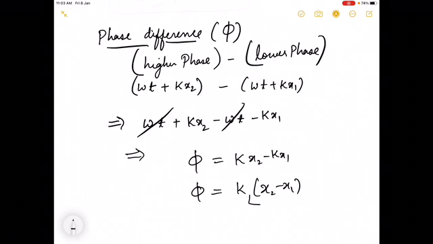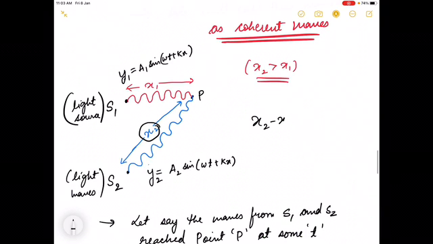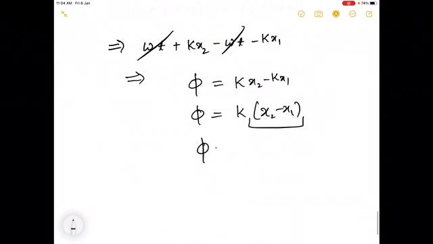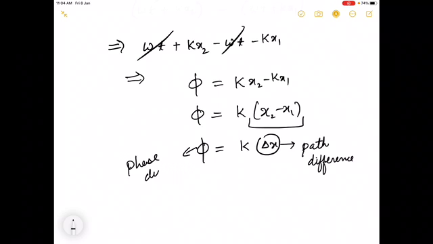All right, so what is this x2 minus x1 now? Very clearly you can see it in the diagram. x2 minus x1 is actually the path difference, the difference in the path. I hope everybody agrees with me. So this phi will be equal to k times del x, where del x is known as the path difference, and phi is actually your phase difference.